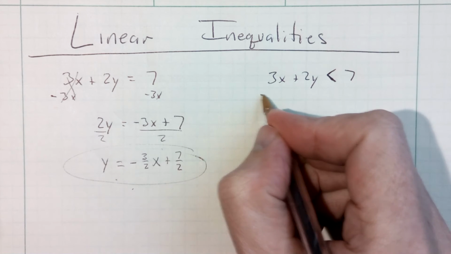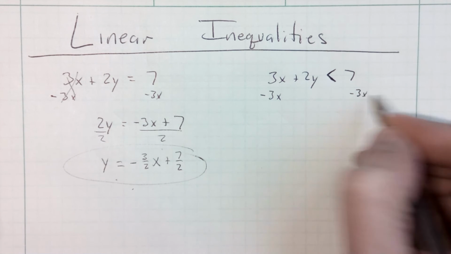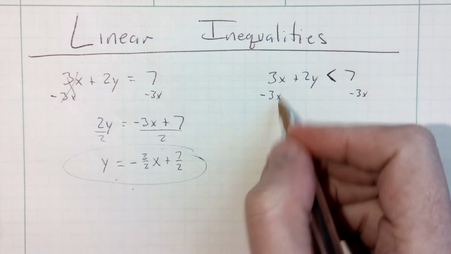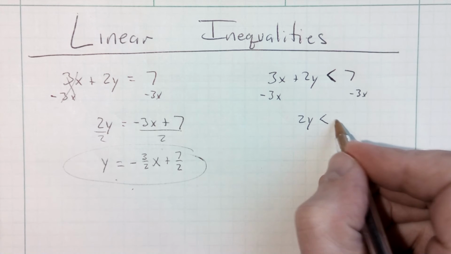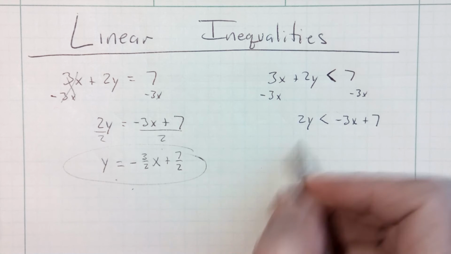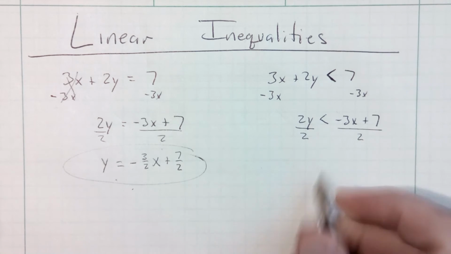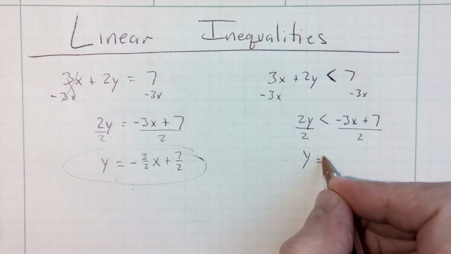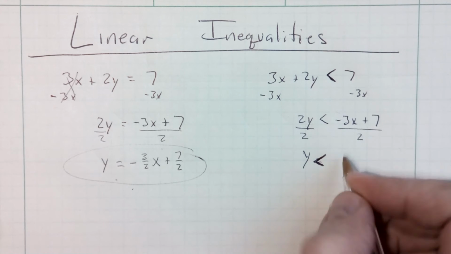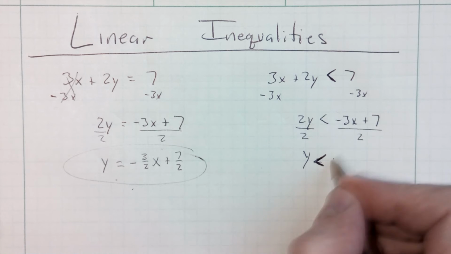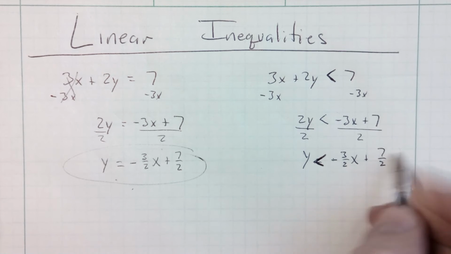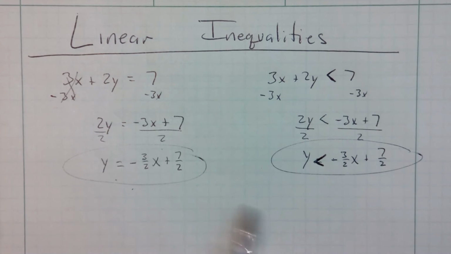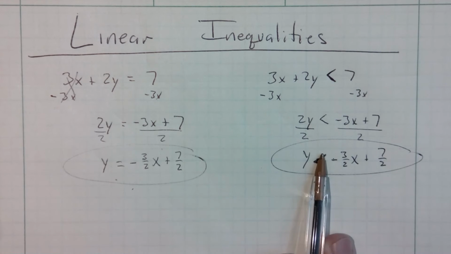We want to remove the term that has the x, so we get the term with the y by itself. We're left with 2y is less than, again, those two are not like terms, so negative 3x plus 7. And then we divide, again, both sides by 2, leaving just y is less than, because we're doing an inequality. Again, both terms are being divided by 2, so we get negative 3 halves x plus 7 halves. And we've solved it just the same as if it was an equation. No difference in the steps, unless we introduce negatives.